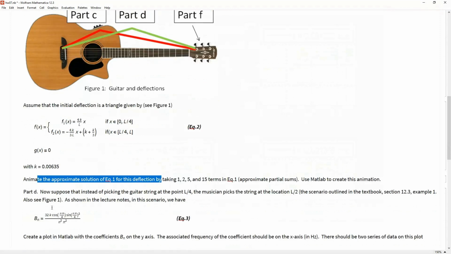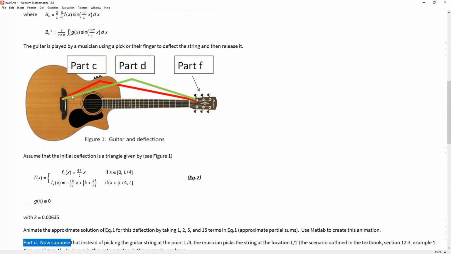Okay, now part D, or part delta, I'd like to modify this ever so slightly. What if instead of plucking the guitar string and giving it this red initial condition, you give it the green initial condition? Does that change your answer? Does it change the sound? I don't want to talk too much.